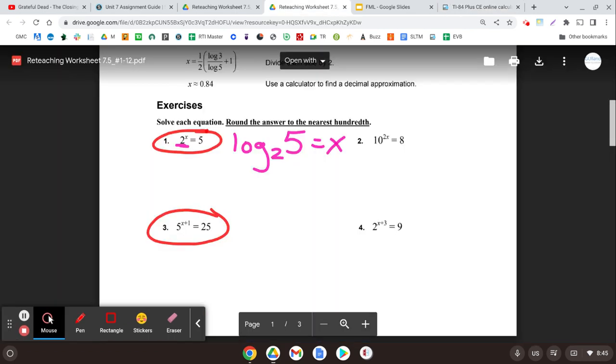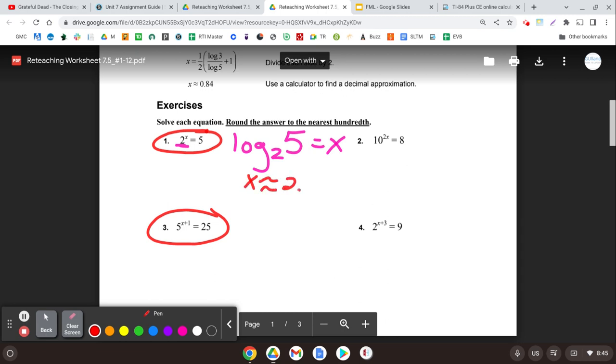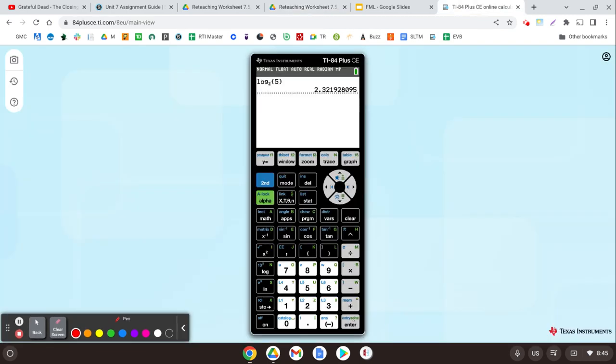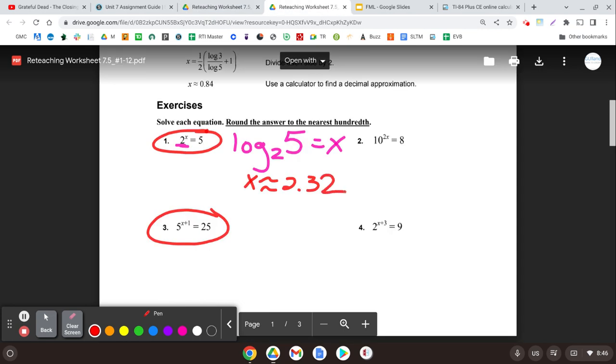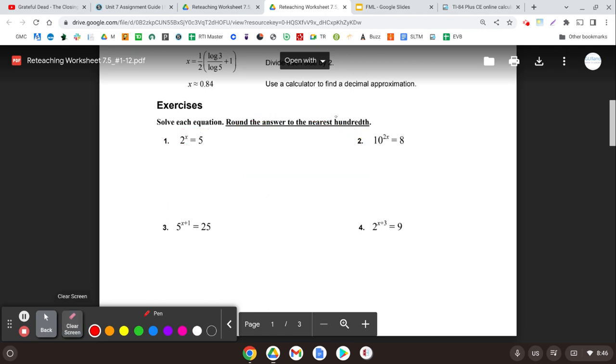Which one am I on? So I would say x is about 2.3, okay? Or just leave it like this if you want. That's the exact answer, but this says to round it to the nearest hundredth, so I'll follow directions.